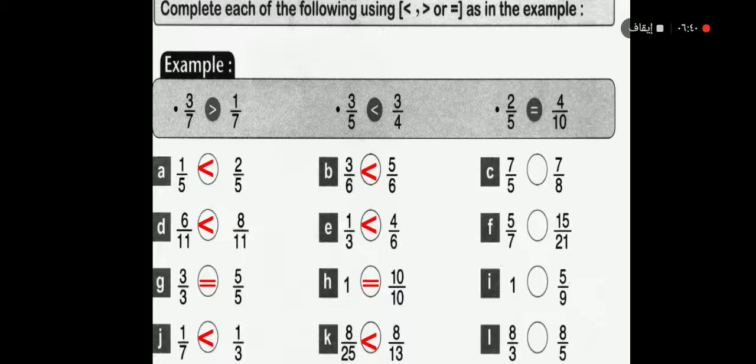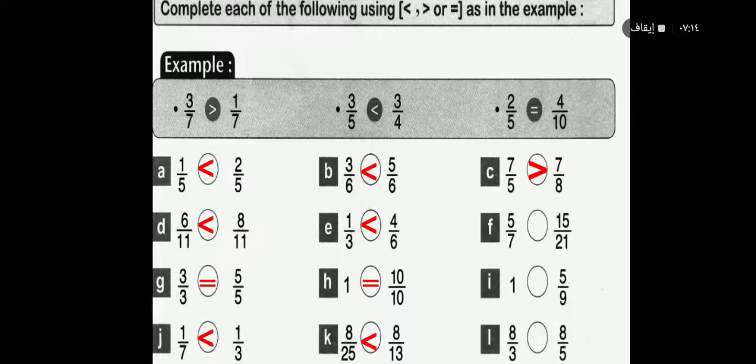Example C. 7 over 5 or 7 over 8. As you see, the two fractions have the same numerator. Look at the denominator. We said before, the fraction with the smaller denominator is more than the other fraction. Then 7 over 5 is more than 7 over 8.